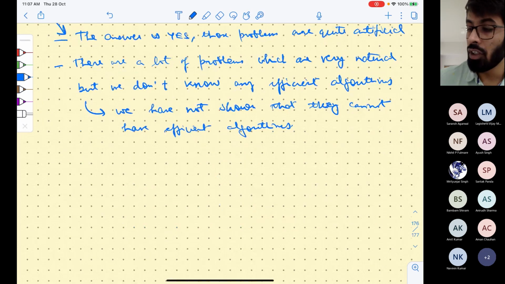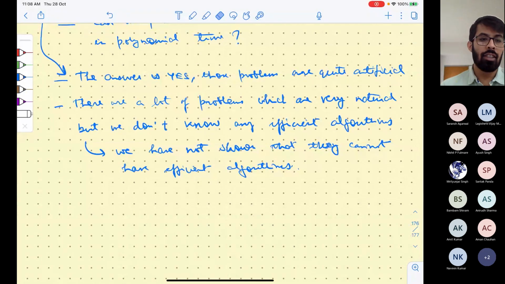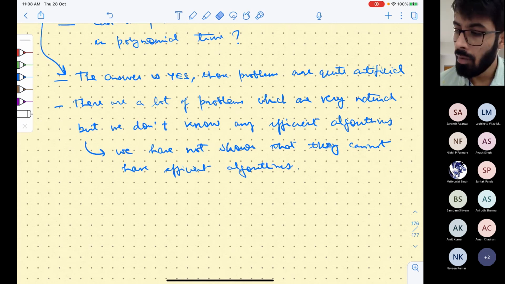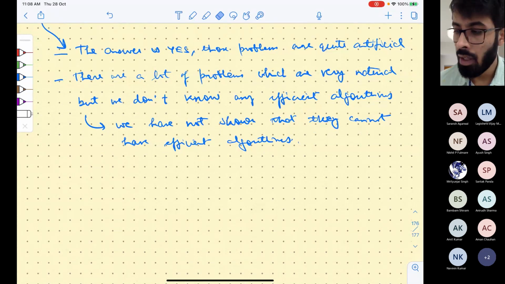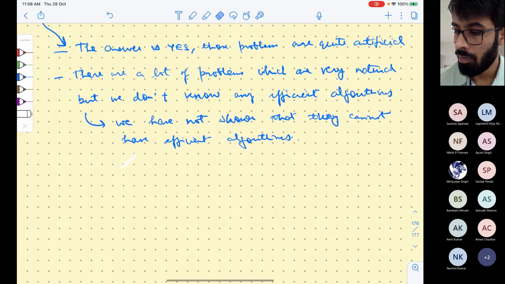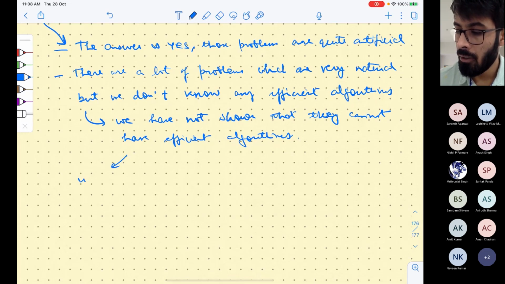And whenever I'm using the word efficient, what I mean is polynomial time, right? So this is a very strange situation that we are in. These problems are there. We don't know how to solve them efficiently. We cannot show that we cannot solve them efficiently. Nobody knows how to get a polynomial time running time bound for these problems for some algorithm. So what to do?